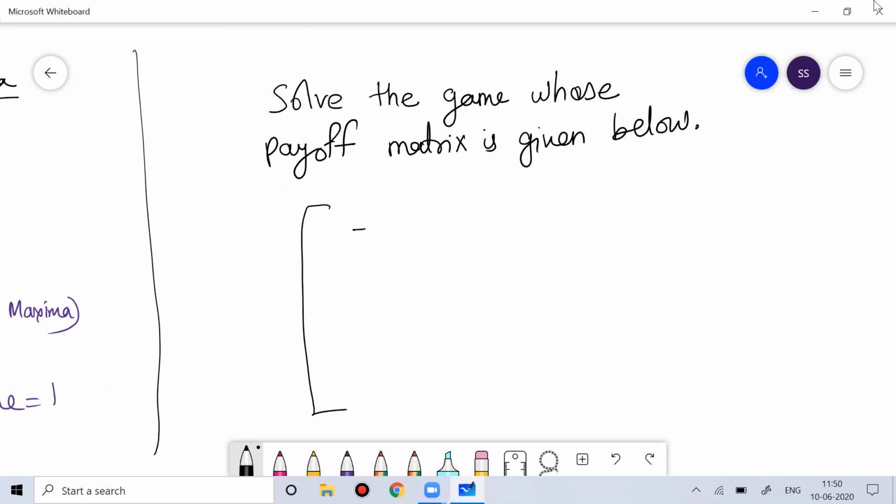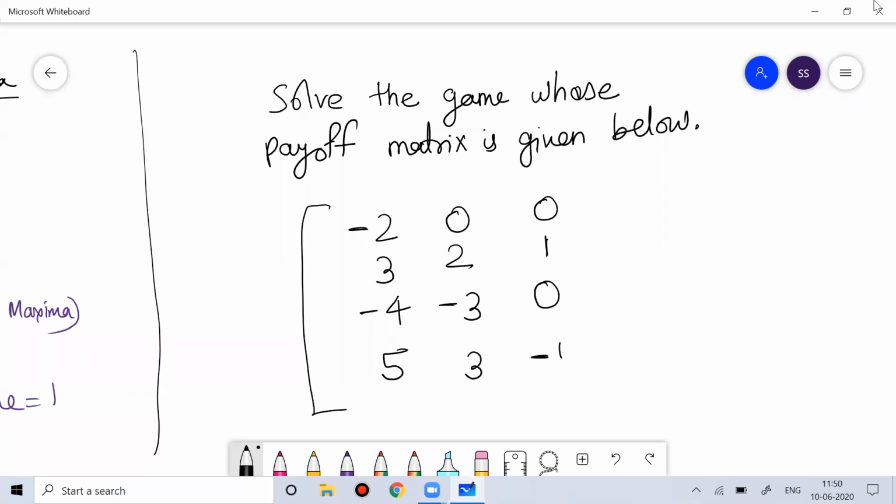This is the question: -2, 3, -4, 5, then 0, 2, -3, 3, then 0, 1, 0, -4, then 5, 2, -2, and then 2, then 3, 2, 6, -6.